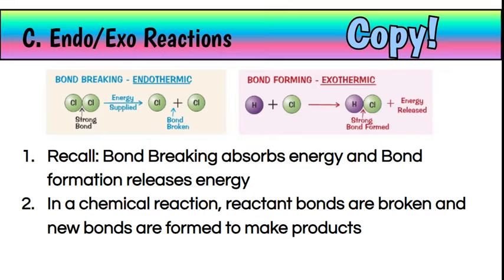So if it takes more energy to break the bonds than it does release energy, then it is endothermic. More energy is going in than coming out. In the other case, if it's releasing more energy when it's forming new bonds than it used when breaking the bonds in the reactants, then it's exothermic. More energy is exiting.